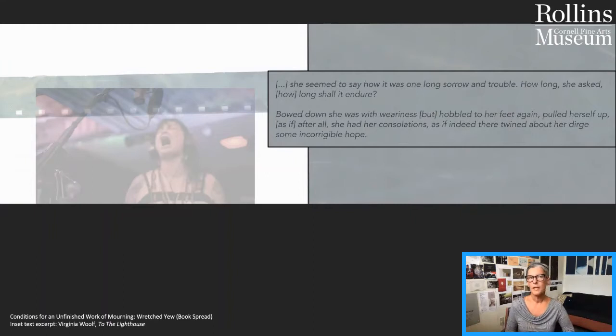And this way of thinking through pain is present here as well in the Woolf excerpt, where she writes, "Bowed down she was with weariness, but hobbled to her feet again, pulled herself up as if after all she had consolations, as indeed there twined about her dirge some incorrigible hope."